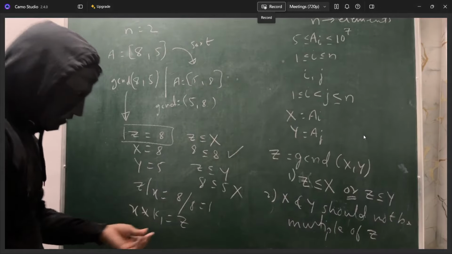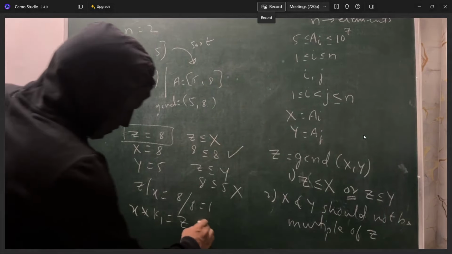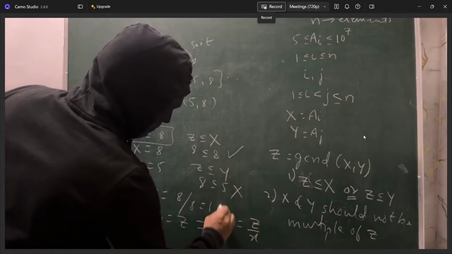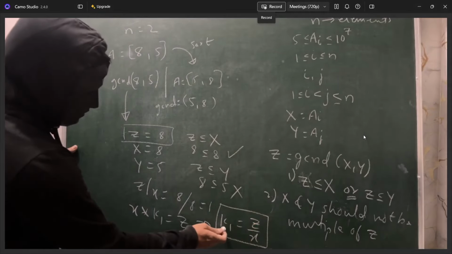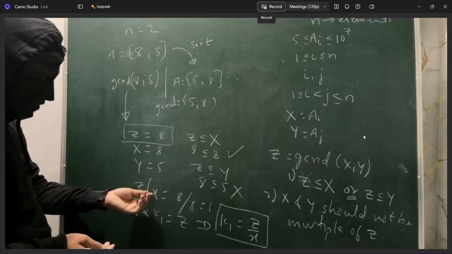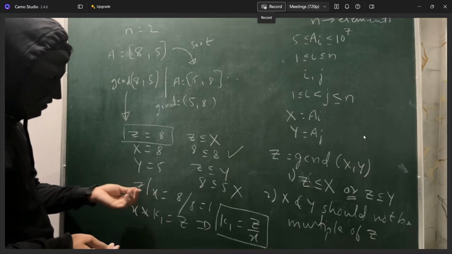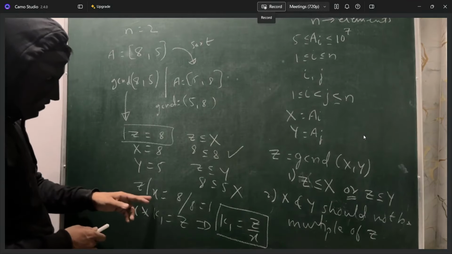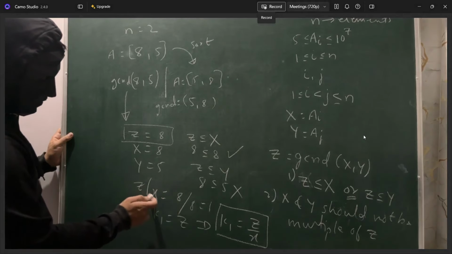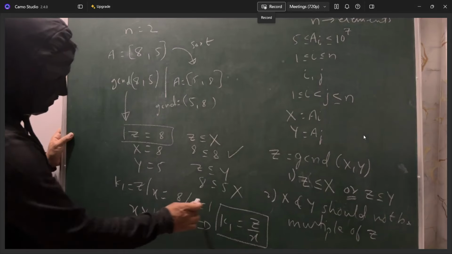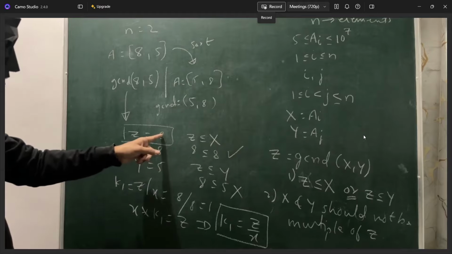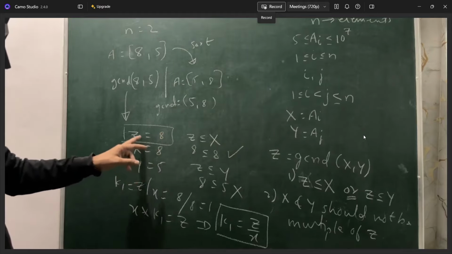So what is that integer we'll be finding? The integer will be k1 is equal to z by x, right? If you happen to find z by x is an integer, which means x is a multiple of z. In this case, as you can see, what is k1? As I told you, z by x is k1, so it is 8 by 8, which is 1. So you have found k1 as an integer. Obviously 8 into 1 gives you 8 only, so your x is a multiple of z, right?